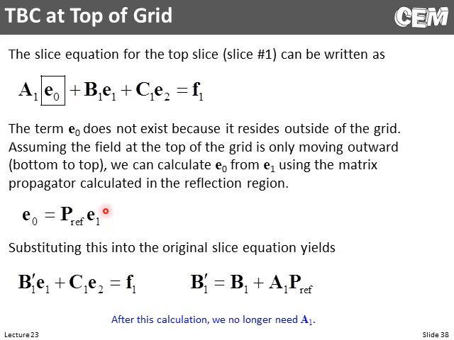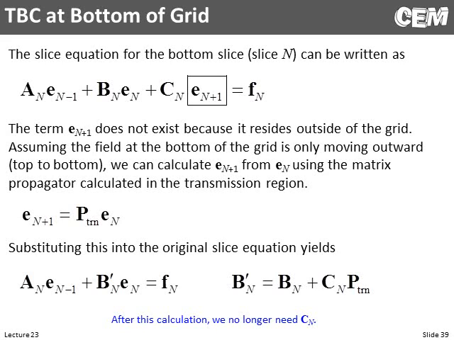So if we take this expression for E0 and we plug it in up here to get rid of E0, suddenly the A from our matrix equation drops out and we have a modified slice equation. No longer contains A, but B is slightly updated and it contains this propagator. It's the old B slice data plus A1 times P ref. So at this point, we no longer need A1. We've incorporated this transparent boundary condition simply by modifying B in that outward slice equation.